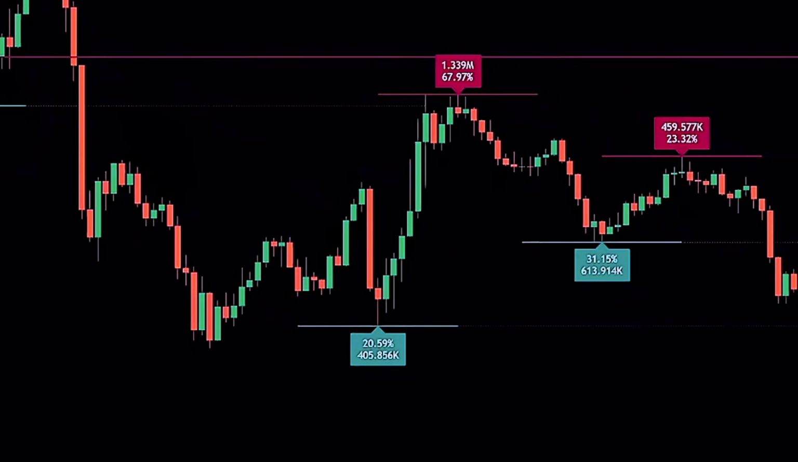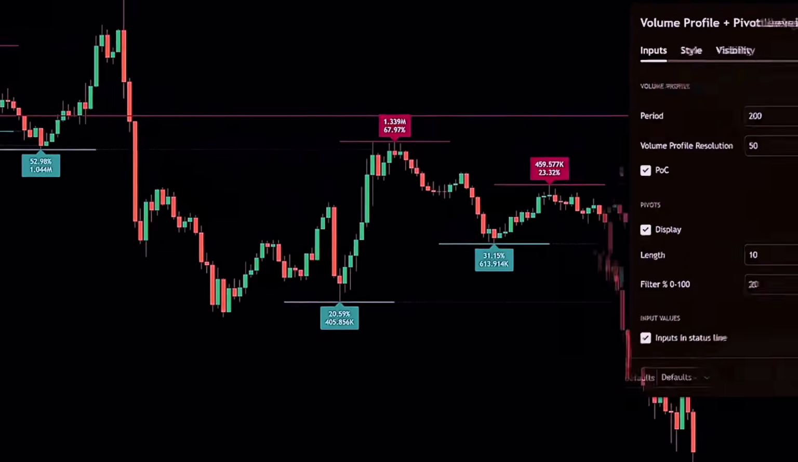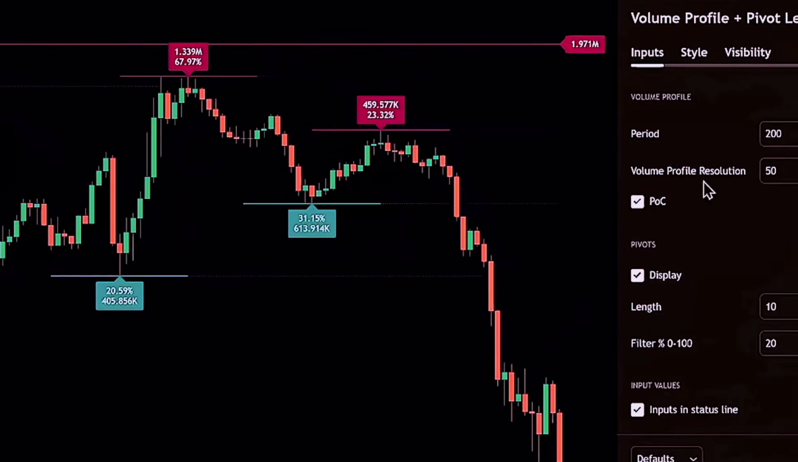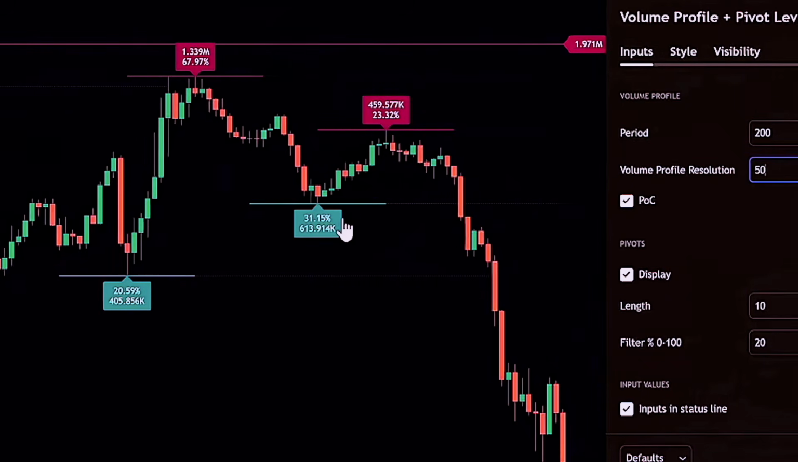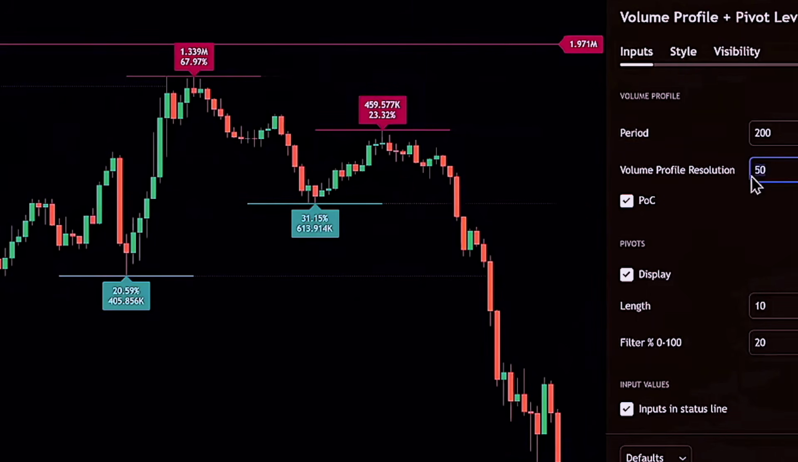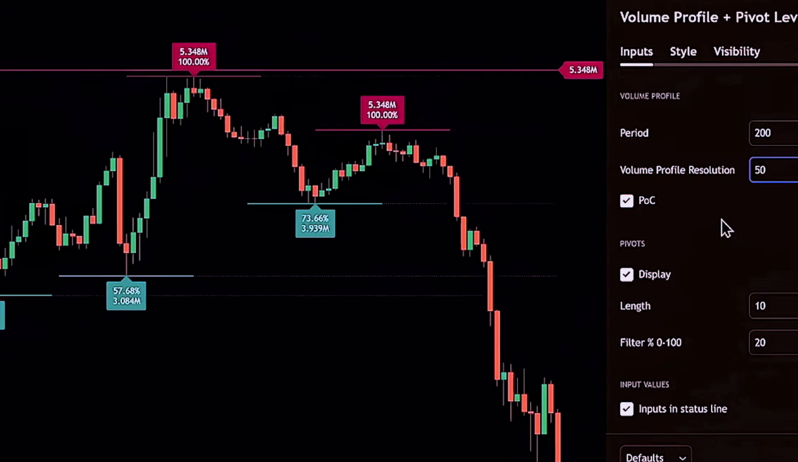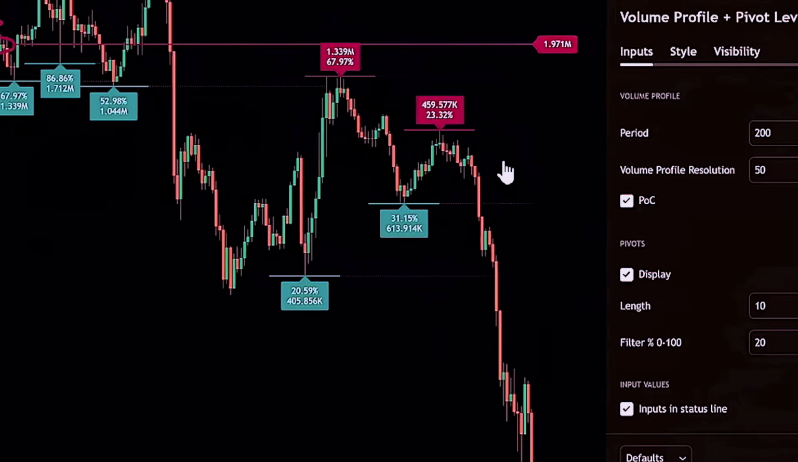Now, let's hit the settings to customize it. The period setting controls how far back the profile looks. Longer for smoother, steadier reads, shorter for more reactive but noisier ones. Resolution sets the number of bins, higher for sharper detail, lower for broader view. You can toggle the POC line on or off, and the display setting lets you show or hide pivot levels.